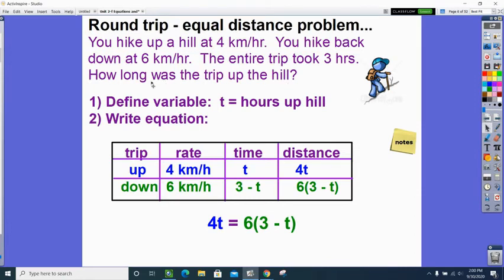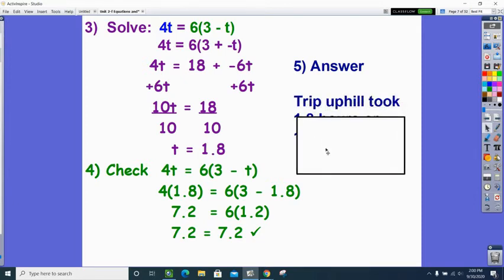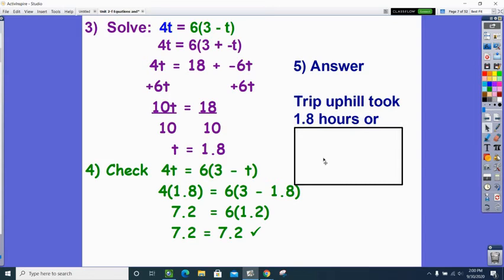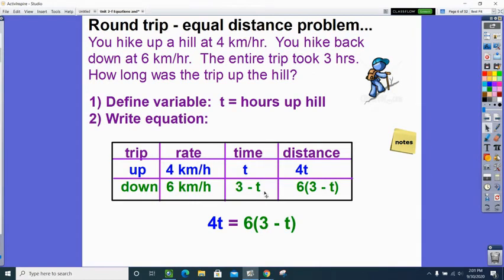Let's go back. We need to know how long was the trip up the hill, time. We just use our t. So our t of 1.8 hours is how long it took to go up the hill. If we needed to have that with minutes, take the 0.8 times 60, and it would be 1 hour and 48 minutes.